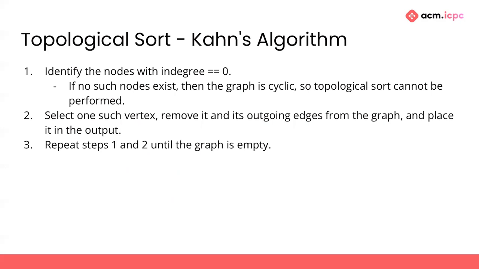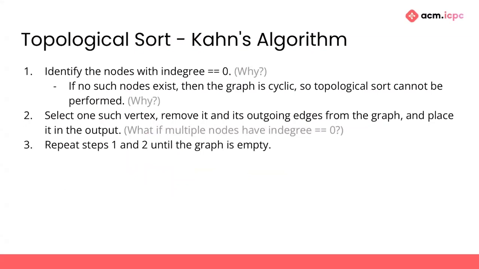So now here's an important thing. In step 1, if we cannot find any nodes with Indegree equals 0, then the graph must be cyclic. And so we cannot perform topological sort. Does anyone know why? Yes.